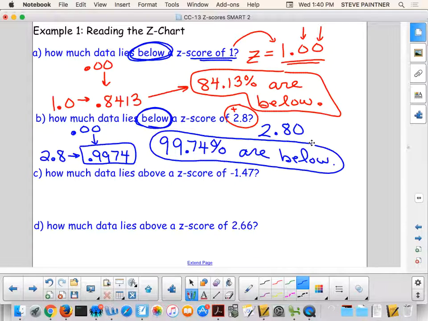How much data lies above is the next question. This is where it gets a little tricky on us. Be careful with above. Okay.